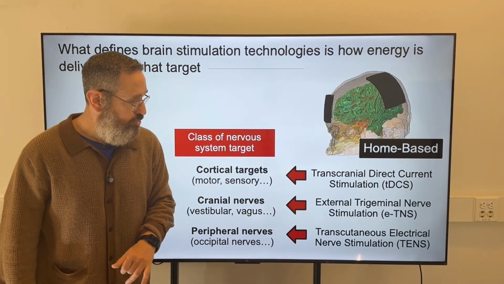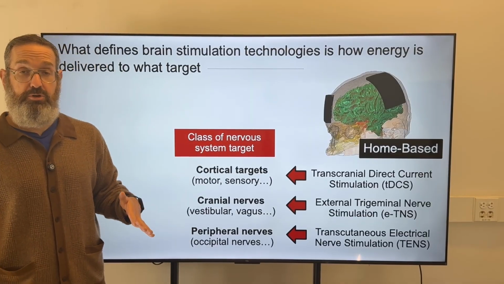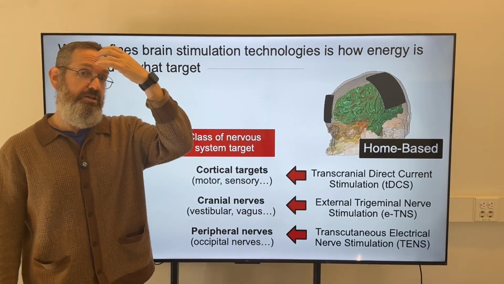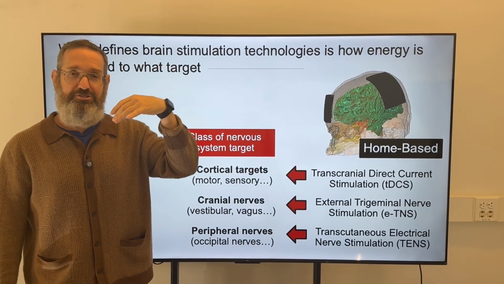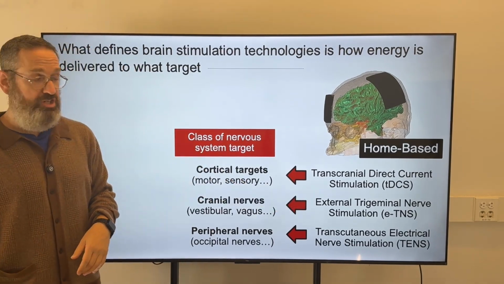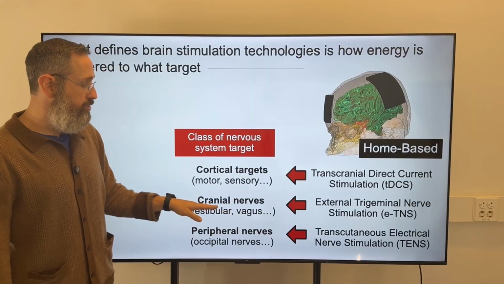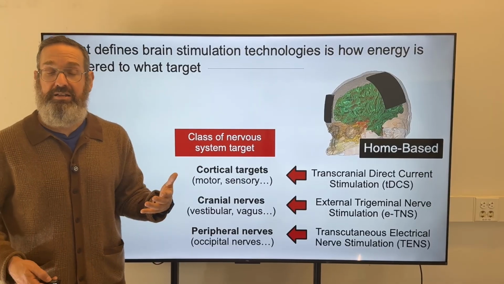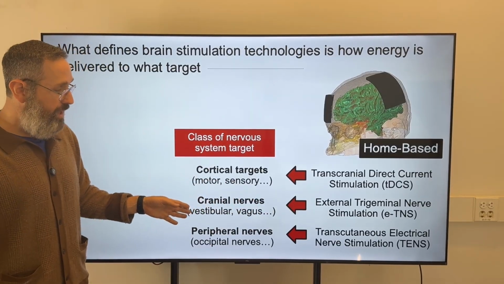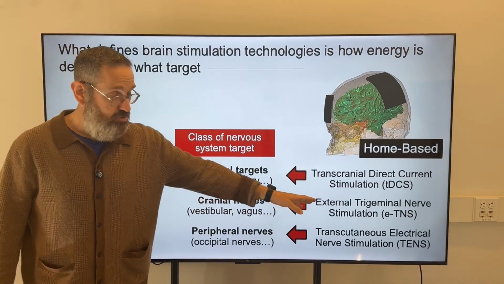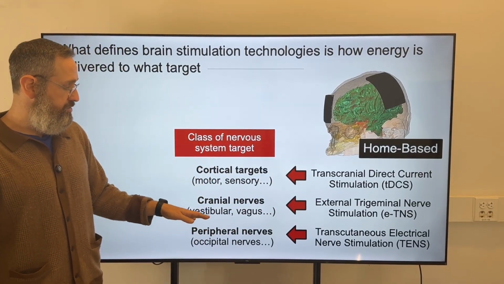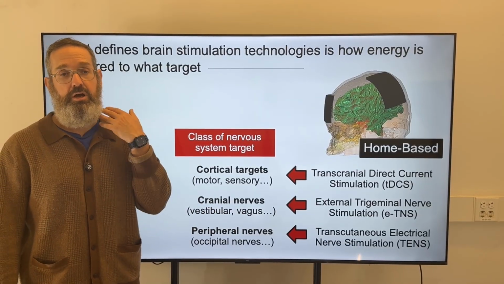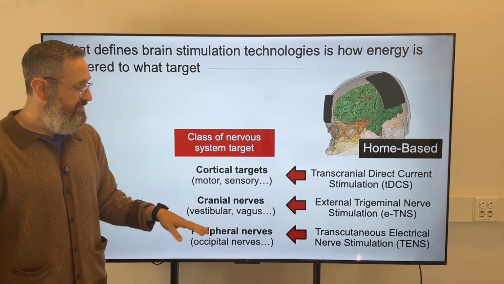All right, external trigeminal nerve stimulation. So the trigeminal nerve includes branches right here on the forehead. So you could put a device right onto the forehead, apply energy to the forehead, and therefore stimulate the trigeminal nerve. So this would be an example of a cranial nerve stimulation. Cranial nerves are a specific class of nerves that emanate directly from the brain, but can be accessed from the surface of the body, not just the trigeminal nerve, but other cranial nerves, such as vestibular for vestibular stimulation, or vagus for vagus nerve stimulation, whether it's the cervical branch or whether it's the auricular branch.